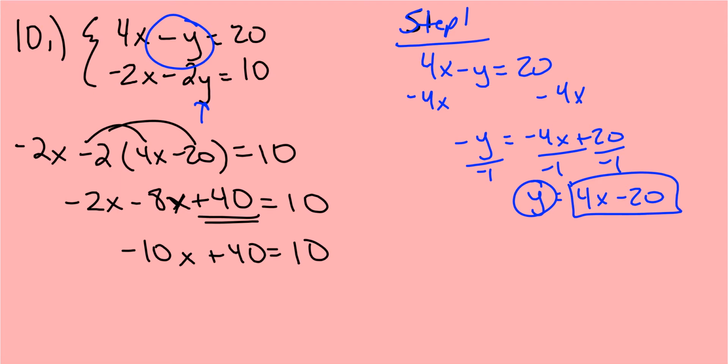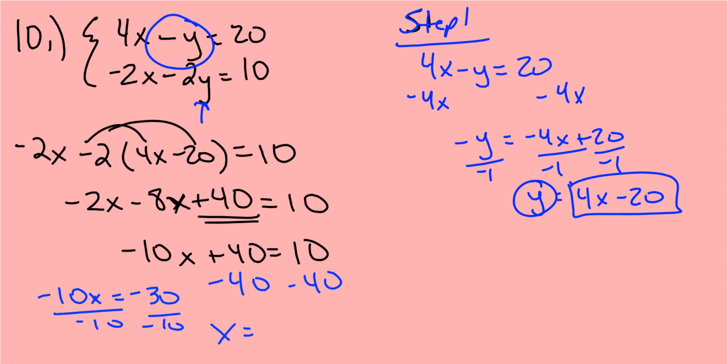Now I'm allowed to solve. So that means I'm going to start getting rid of the addition. I minus 40 from both sides. I get minus 10x equals negative 30. I divide both sides by negative 10. I get x equals positive 3. I have an answer for x.